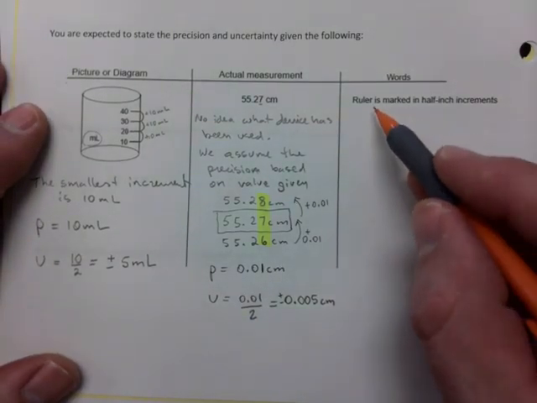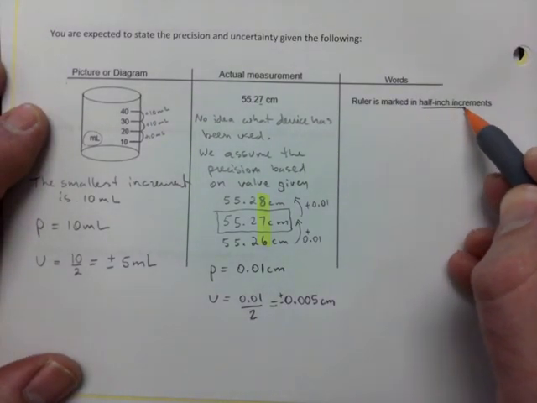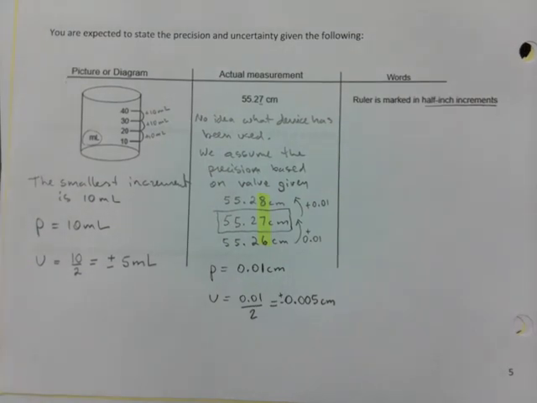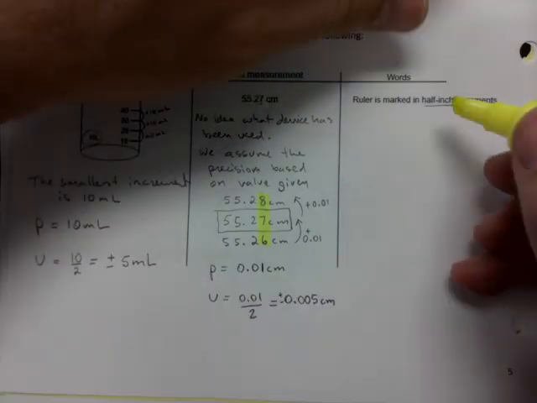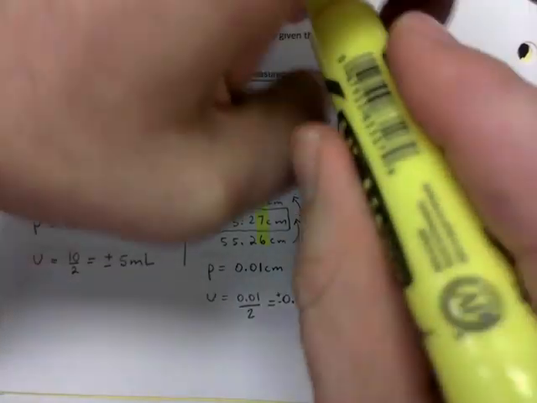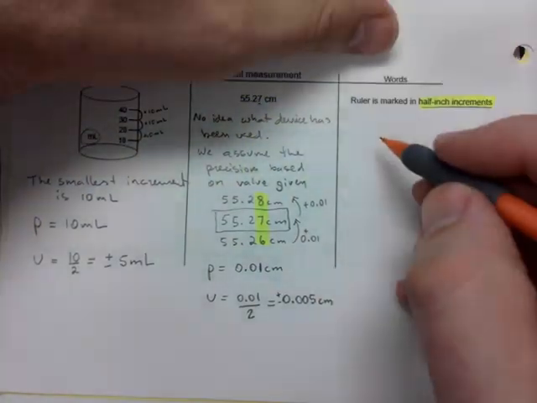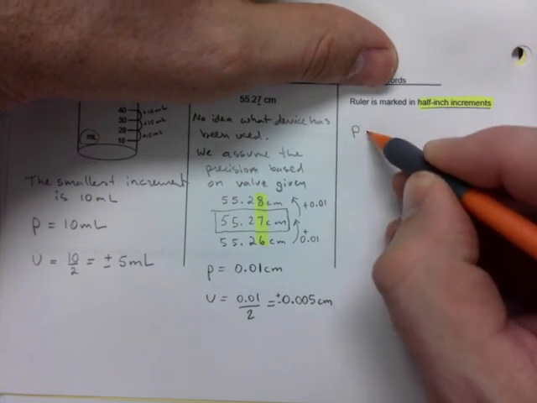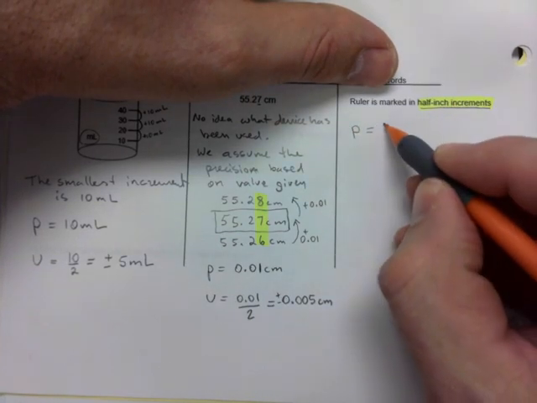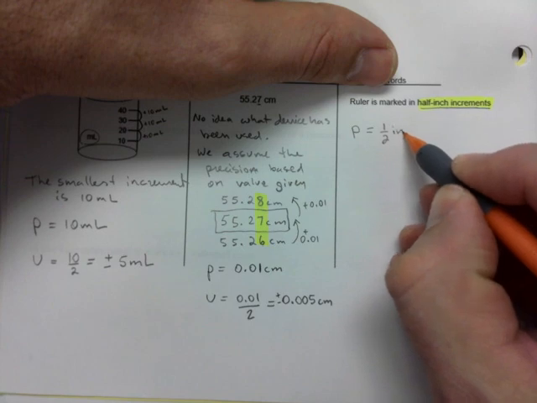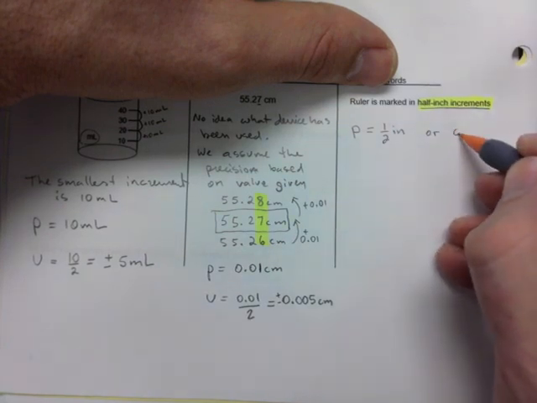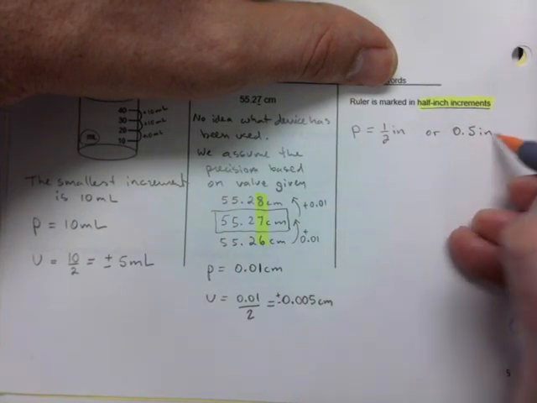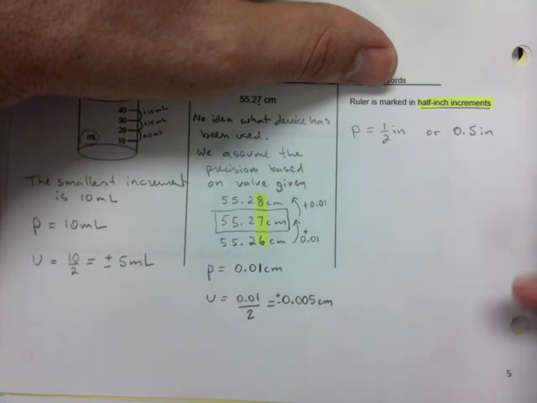Next is a ruler marked in half-inch increments. That is very important right there. Half-inch increments. Okay, so it's actually telling you the precision right there. So you can actually say half-inch increments, or you can turn that into a decimal. Right? It's up to you.